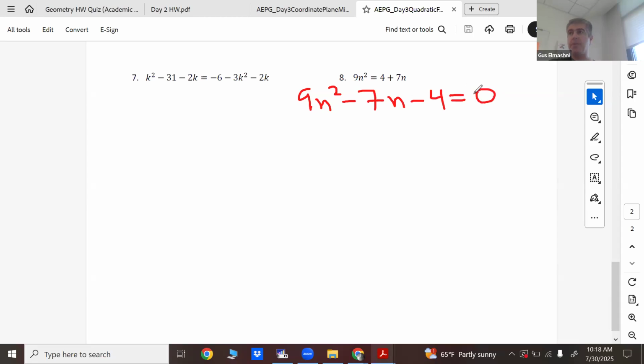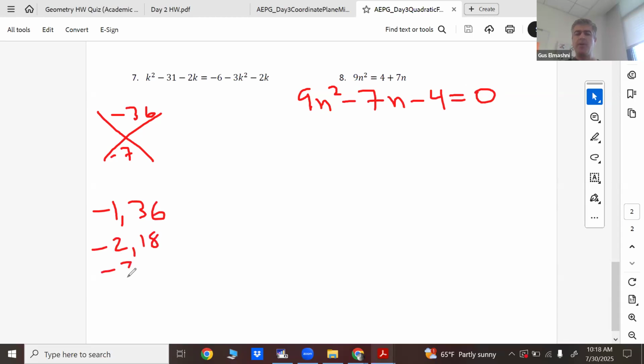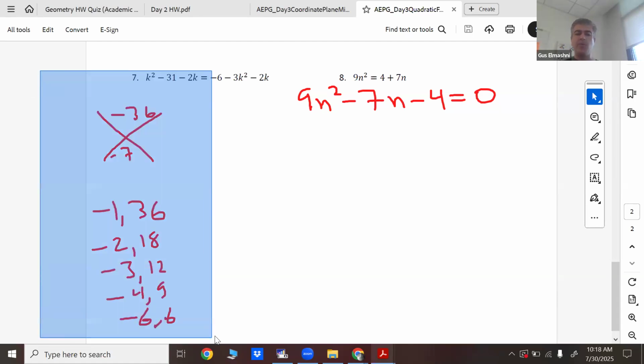And I don't believe this is factorable. If you want to factor, don't write this down. I'm just going to try it because I don't think it's factorable. So the A times C, the B down below. What are the possibilities of multiplying to -36? -1 and 36, -2 and 18, -3 and 12, -4 and 9, -6 and 6. No. None of these add up to 7. So I know this is going to be weird, but weird's good because we want to see what weird looks like. So factoring would be a total futile attempt.